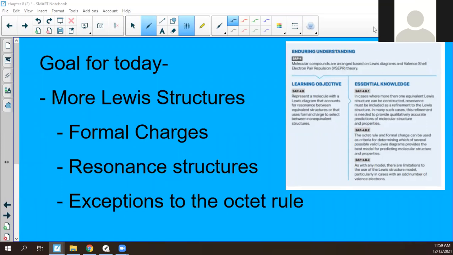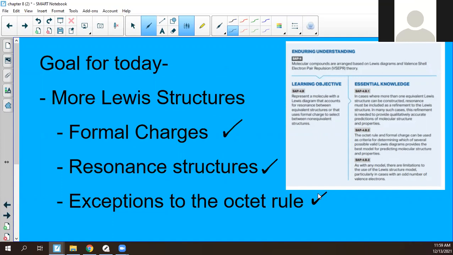We started Lewis structures yesterday, no Friday, correct? All right. Today, as part of Lewis structures, we have these three little pieces. We're going to go over them and then put it all together, and hopefully you're okay.